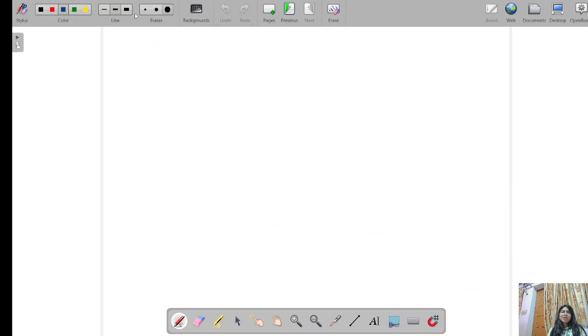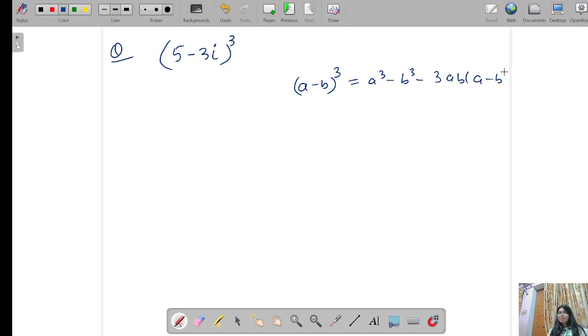if I am saying I have to solve this equation, I have to solve this using an identity. Now I already know this identity. A minus b whole cube is a cube minus b cube minus 3ab(a minus b). Now this is the a, and minus 3 is b, and b is whole 3 iota. Alright. This is A and this is whole.